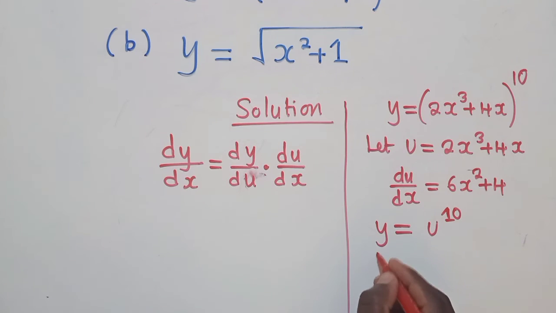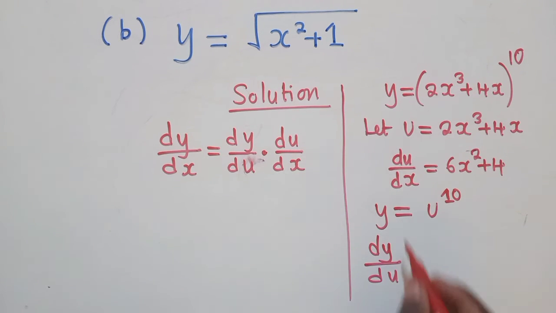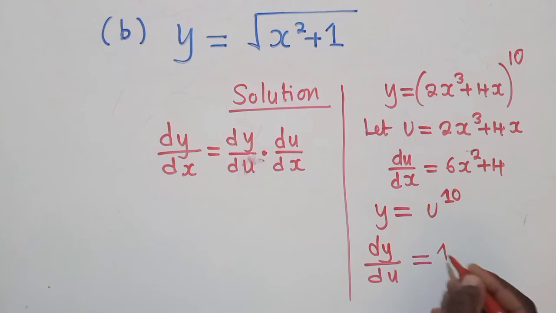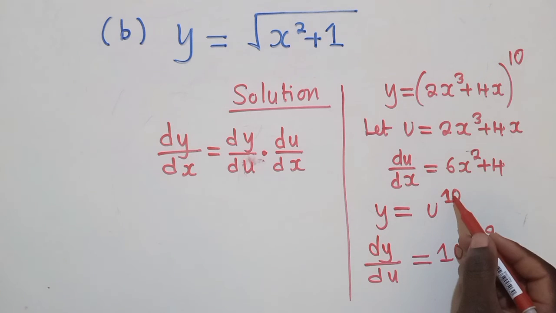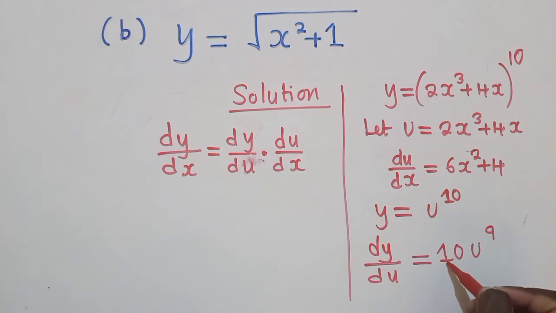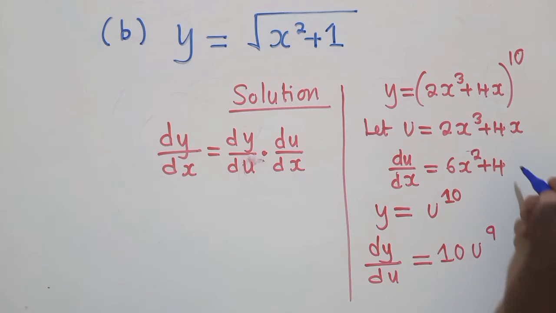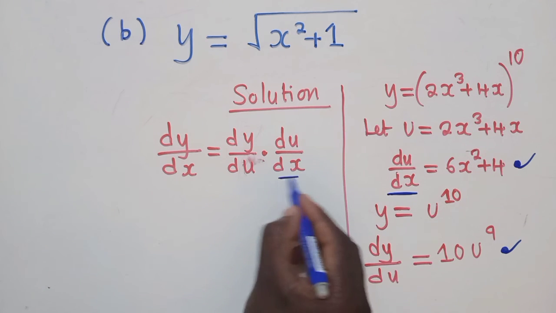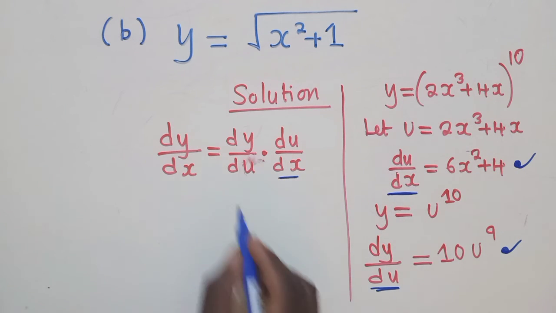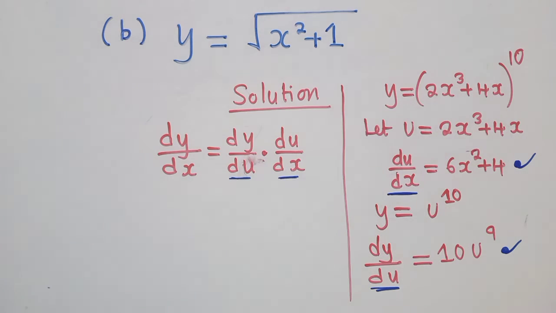We again find dy/du of this one. The dy/du will be equal to 10u power 9. We get this power times the number that is here, so 10 times 1 is 10. We write the u, and to this power we subtract a 1, which gives us a 9. Once we get this and this, these two things are the things we need. We can see there is a du/dx right here, and we're going to substitute it here, and dy/du we will substitute right here. So let me substitute and see the answer that I'm getting.